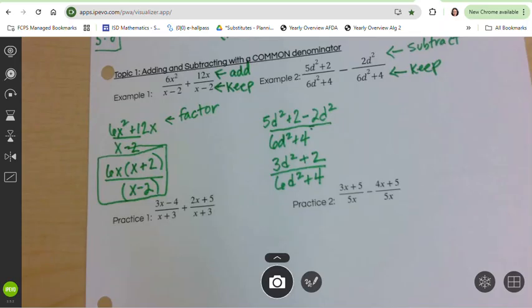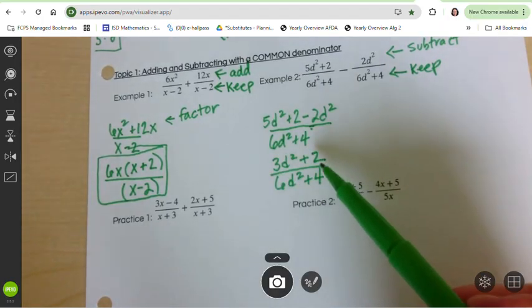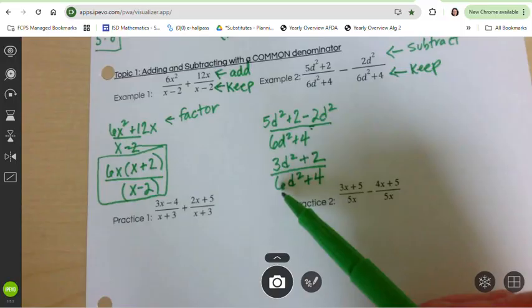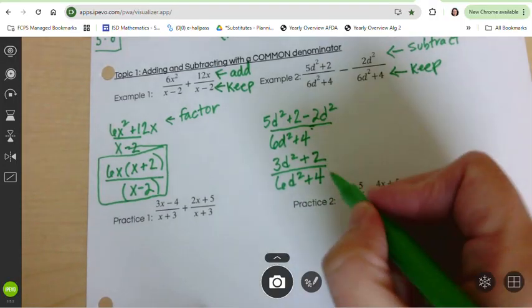All right, which of those has a common factor I can take out, the numerator or the denominator? Tell your group which one has a common factor I can factor out. Is there a number I can divide 3 and 2 by? No. Is there a number I can divide 6 and 4 by? Yeah, I'm going to take a 2 out of that one, so I'm going to factor this one.